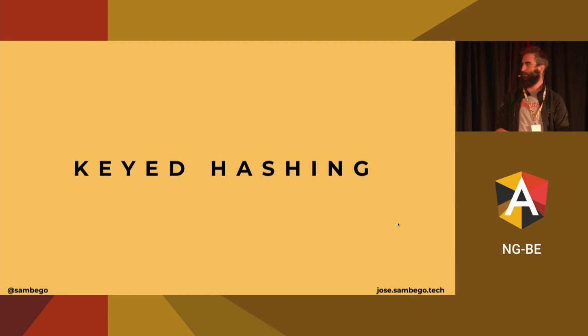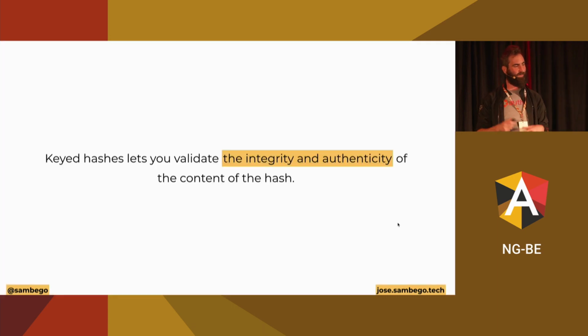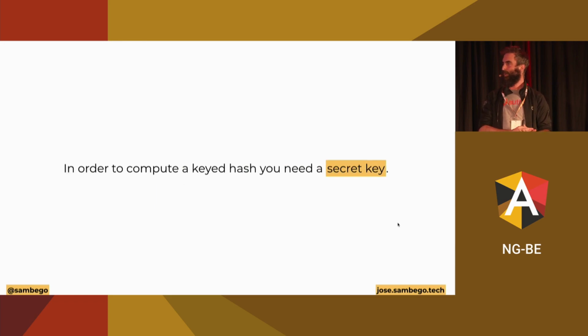Cool, that was hashing real quick. A variant of hashing is keyed hashing, which basically is everything we know about hashing, and it adds another thing on top of that, which is that integrity and authenticity can be validated with a key that is also part of the keyed hash. So in order to compute a keyed hash, you need a secret key, a password, so to say, something that is secret and only you know, so you can create those keyed hashes.